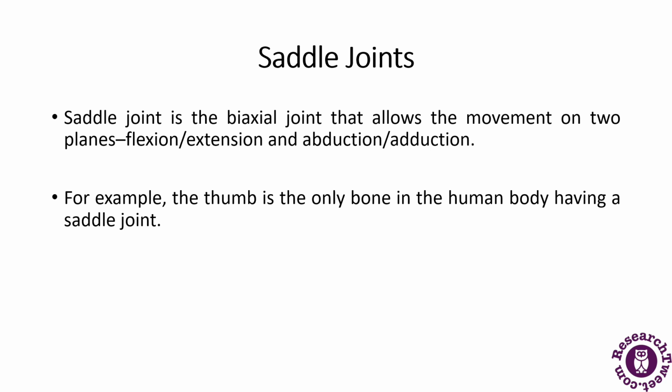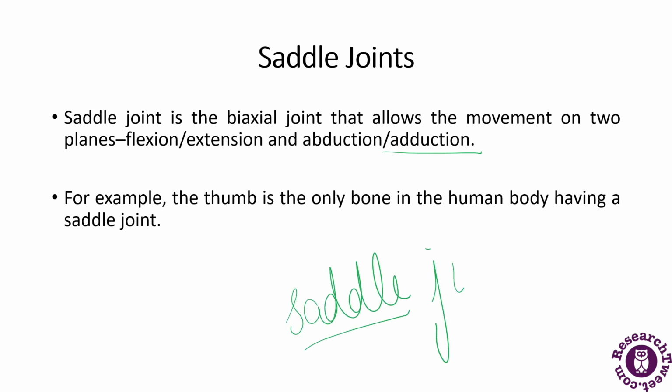Next is the saddle joints. There is a biaxial joint that allows movement on two planes: flexion, extension, and abduction or adduction. The example here includes the thumb bone in the human body, which has the saddle joint. So the thumb.